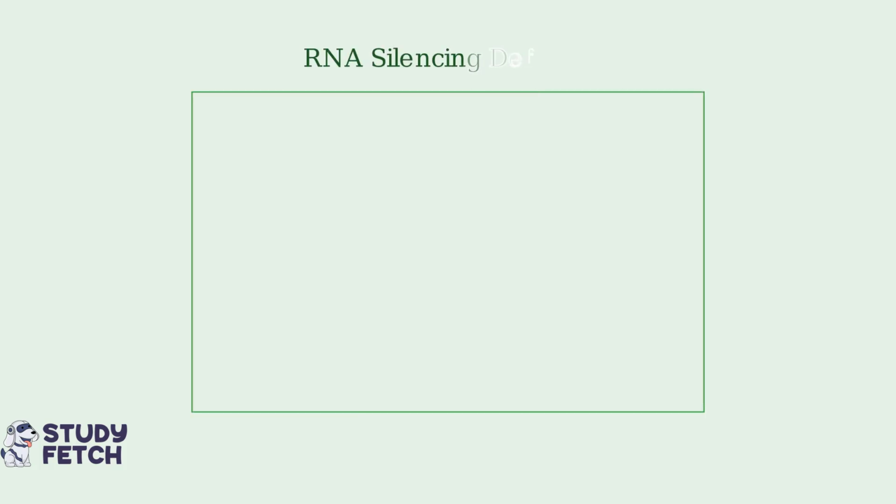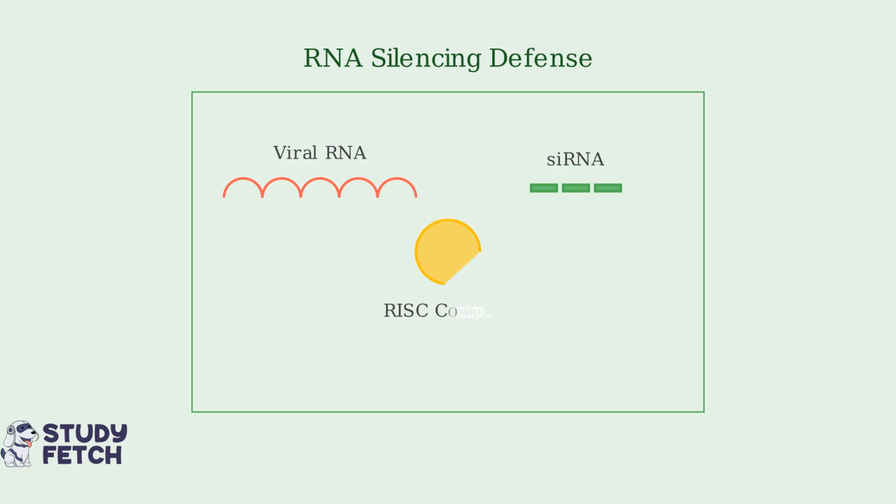Plants employ RNA silencing as their first line of defense against viral infections. When viral RNA enters the plant cell, it is detected by the plant's defense machinery. The plant produces small interfering RNAs called siRNAs that specifically target the viral RNA sequence. These siRNAs are loaded into the RISC complex, which acts like molecular scissors to cut and degrade the viral RNA. The viral RNA is then cut into small fragments and degraded, preventing viral replication.